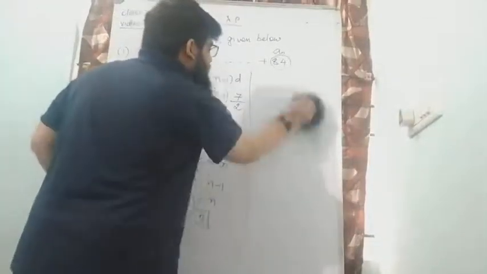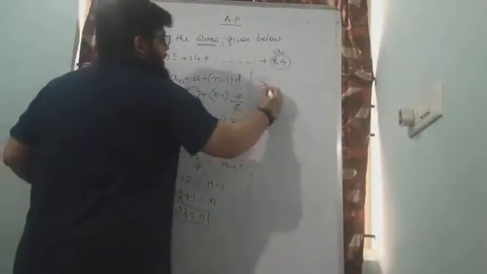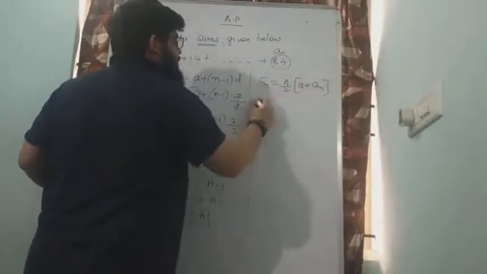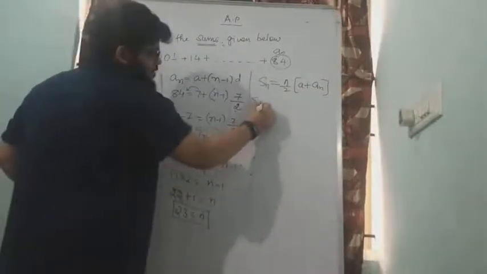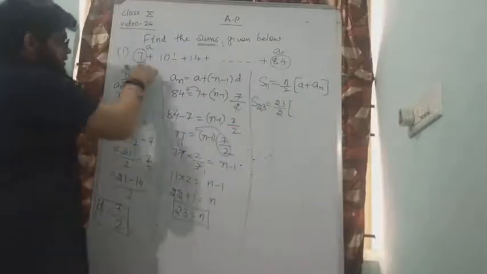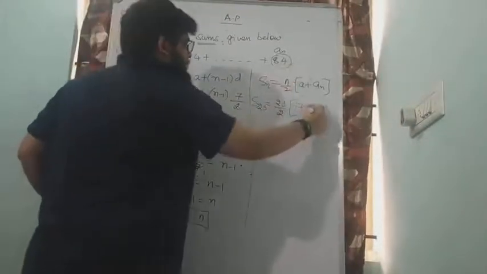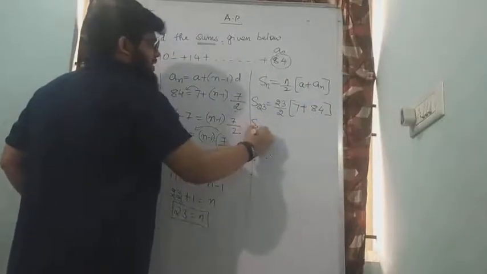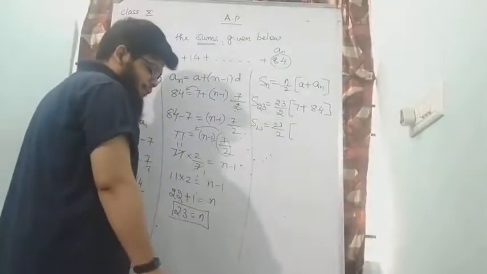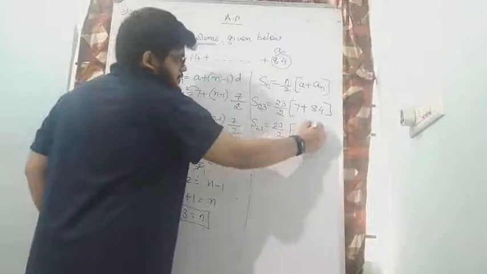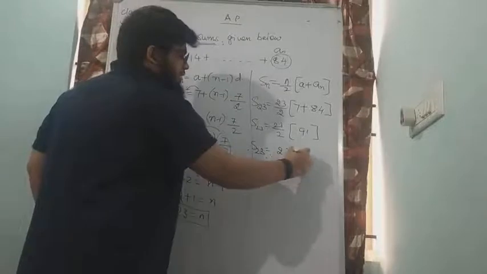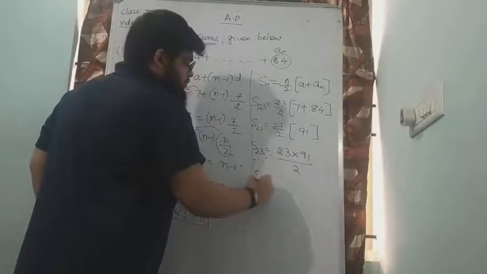Now we can make use of the Sn formula. Last term is present, so I will write n by 2 into (a plus an). The value of n is 23, so I get S23. So it becomes 23 by 2 into (a plus an), where a is the first term 7 and an is the last term 84. So S23 is equal to 23 by 2 into (84 plus 7). 84 plus 7 is 91. So S23 is equal to 23 into 91 divided by 2.